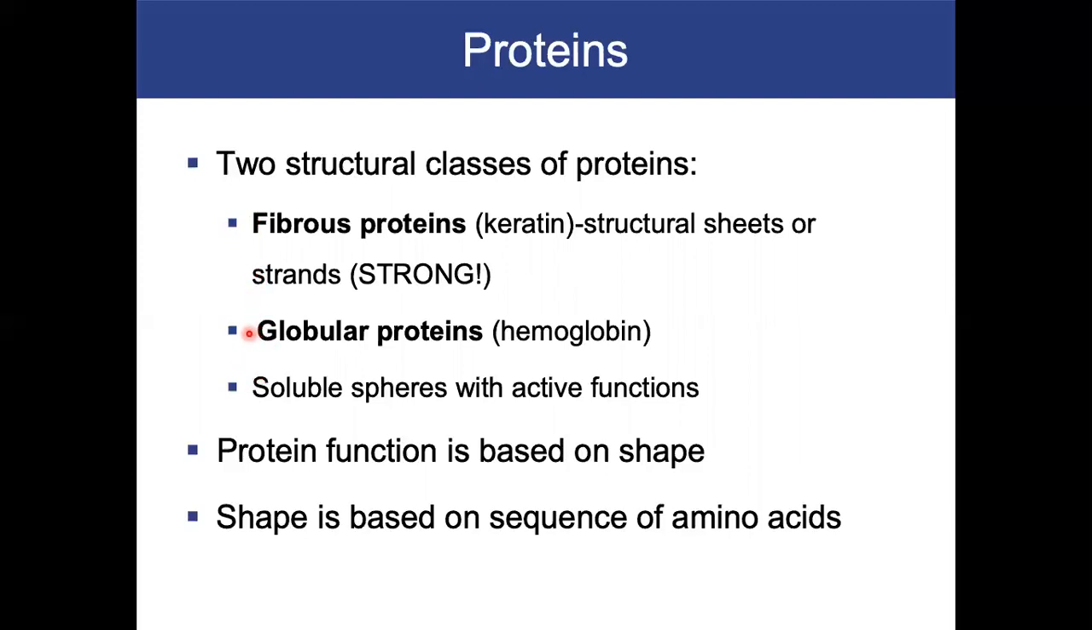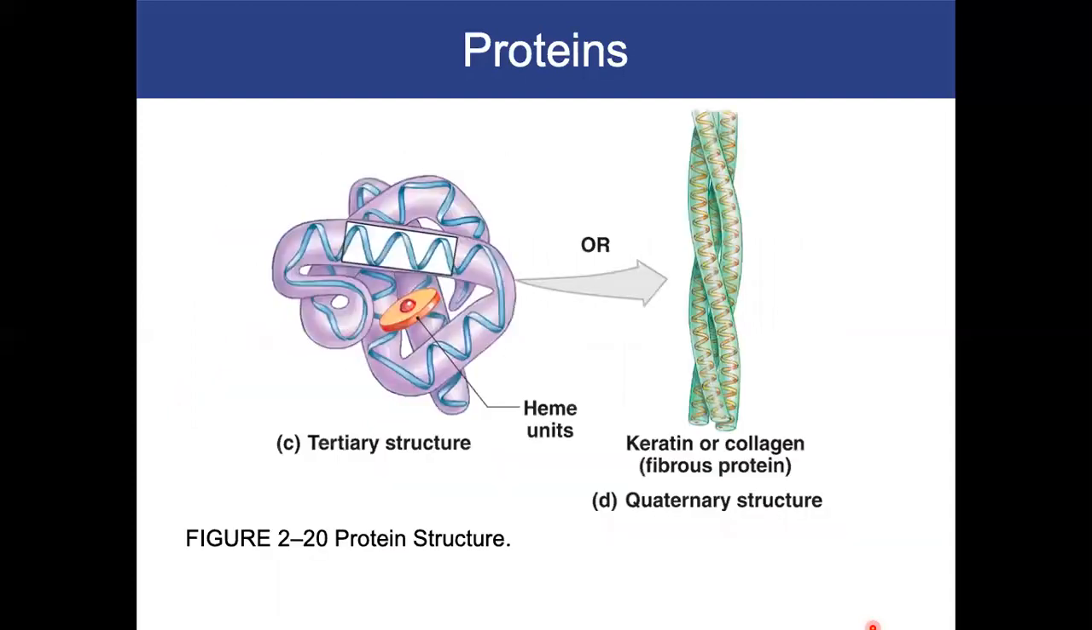Globular proteins are more so what we talk about in physiology. These guys are spheres with active functions like hemoglobin. The function is based on the shape. The shape is dictated by the sequence of amino acids and how their R groups interact with one another. Here's a picture of a globular protein and a fibrous protein.